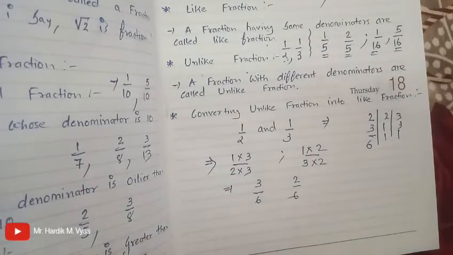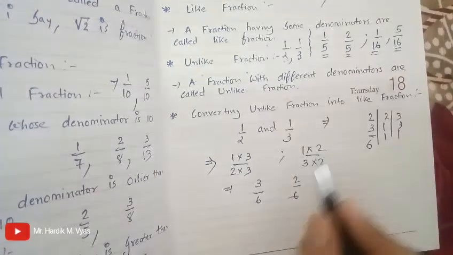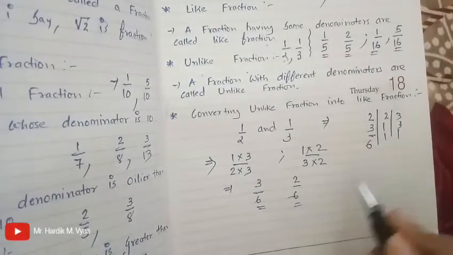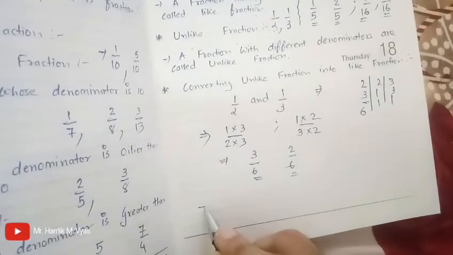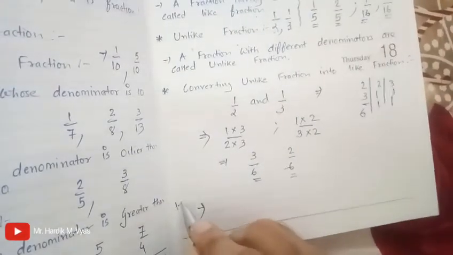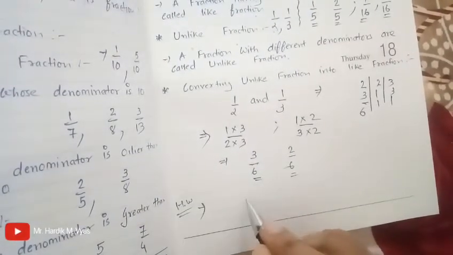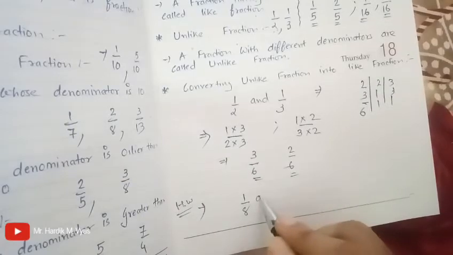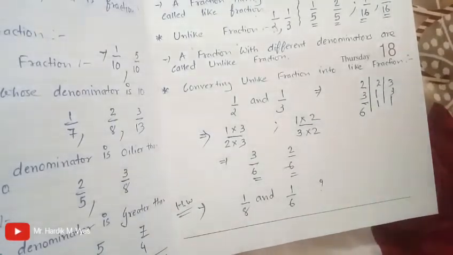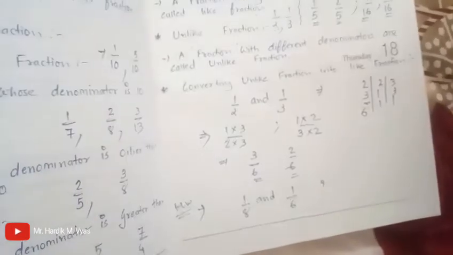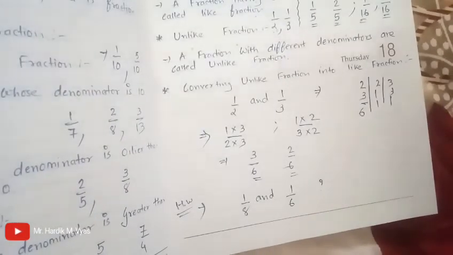So here we can see that we converted the unlike fractions into like fractions. Here you can see that both the denominators are the same. Okay, fine. One more question in homework: 1 upon 8 and 1 upon 6. You have to check it out. Here we can see that they are unlike fractions and then you need to convert them into like fractions.